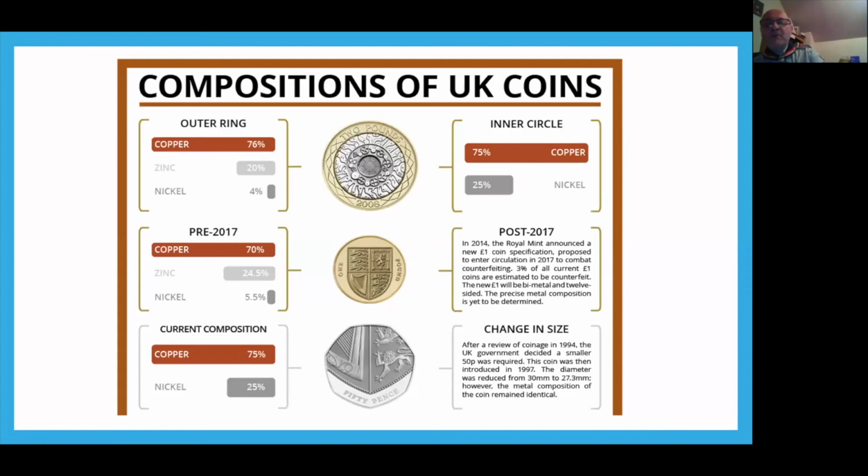Now, if you look at post 2017, do you remember I told you the £1 coin changed? And it said in 2014, if you can read this, this is an interesting fact: the Royal Mint announced a new £1 coin. It was to enter circulation in 2017, which it did, and it has the edges on it. It was to combat counterfeiting, because people try and put false coins into the currency. And so it was changed, but it's no longer a gold coin. It's one that is made of an alloy.